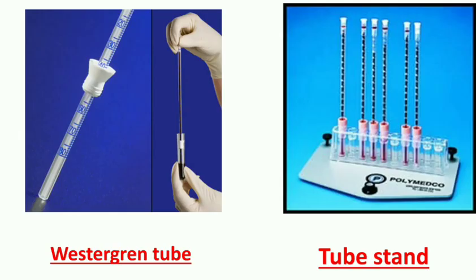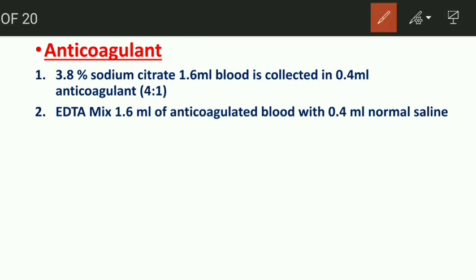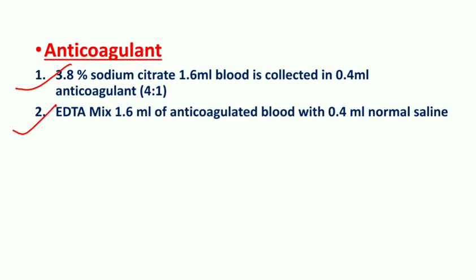Here we can see the figure of the Westergren tube and tube stand. Next, the anticoagulant we use for determining ESR is usually 3.8% sodium citrate in the ratio of 4:1, that is 1.6 ml of blood with 0.4 ml of anticoagulant, or we can even use EDTA. Mix 1.6 ml of anticoagulated blood with 0.4 ml of normal saline.